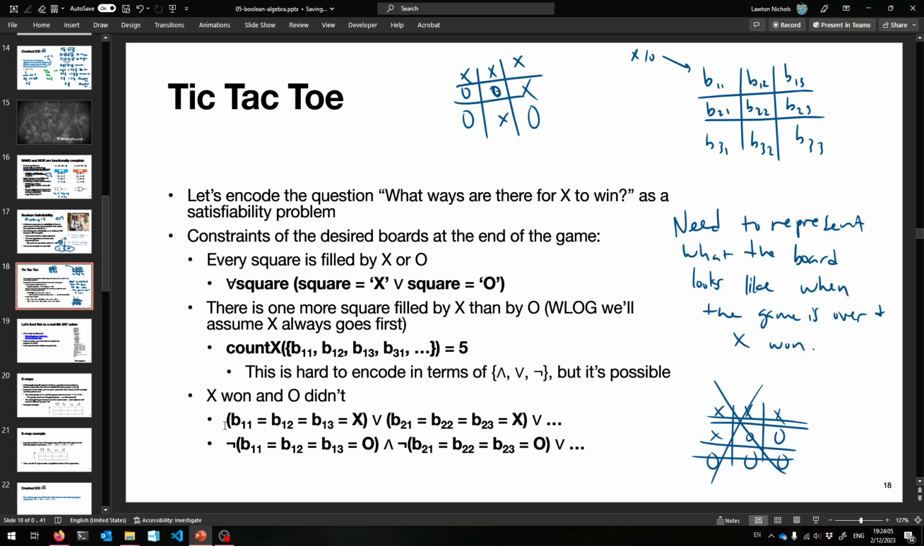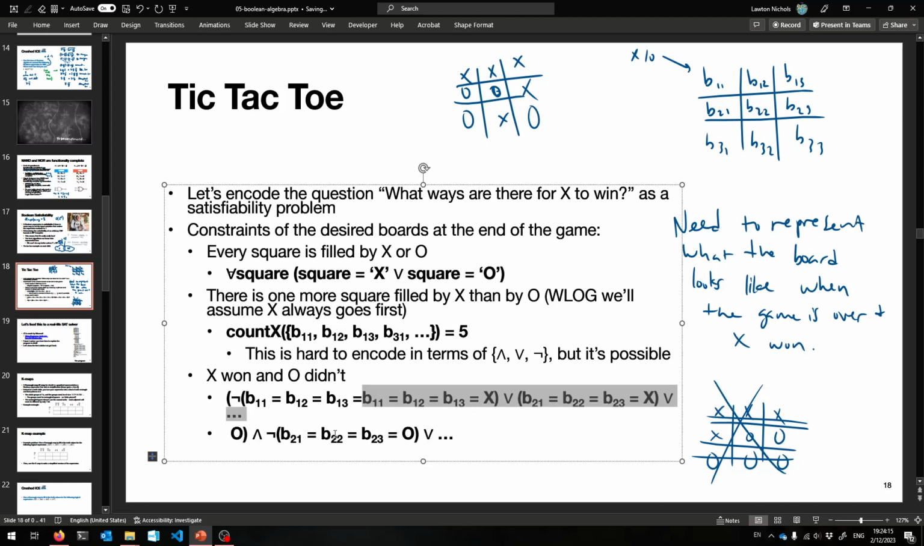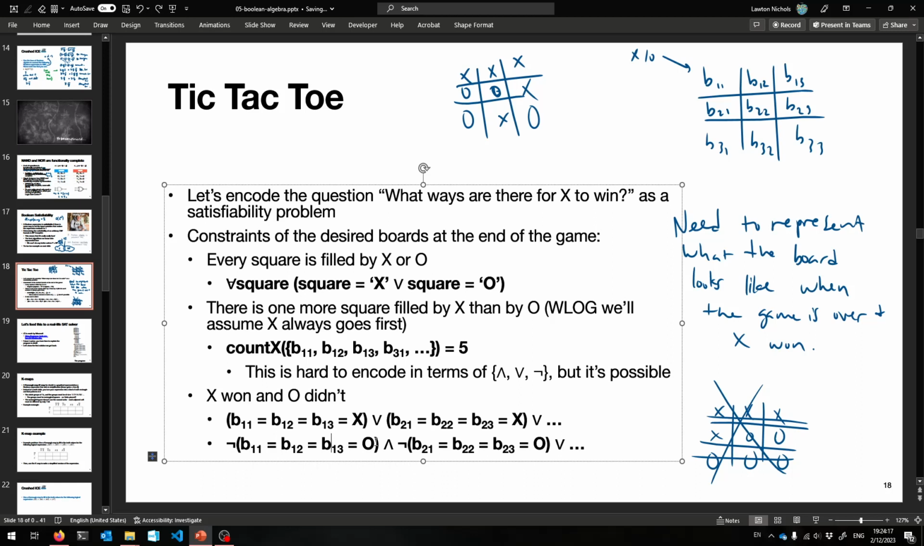So here is X won and O didn't. Either X won by the first row, or X won by the second row, or do all the ways that X could win. And then also and that with the fact that O didn't win any of those places. It's not true that all of the first row is set to O. And it's not true that all the second row is set to O. All the ways that anybody could win, don't let O win.